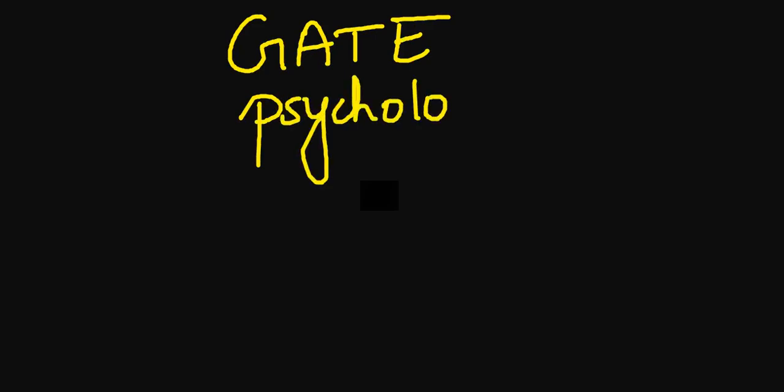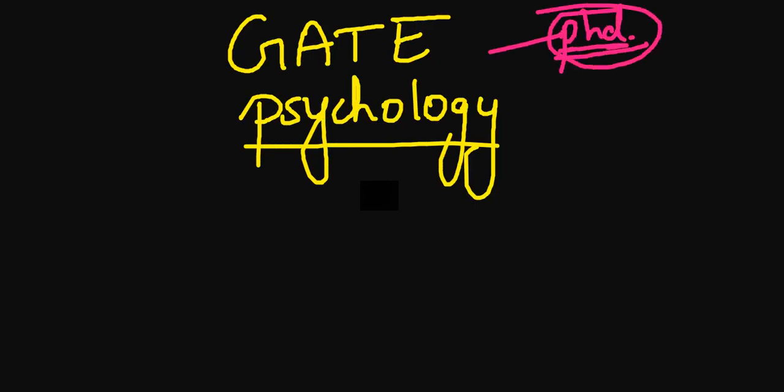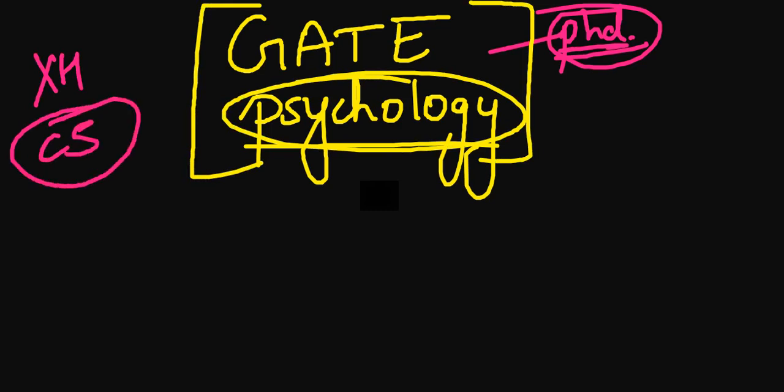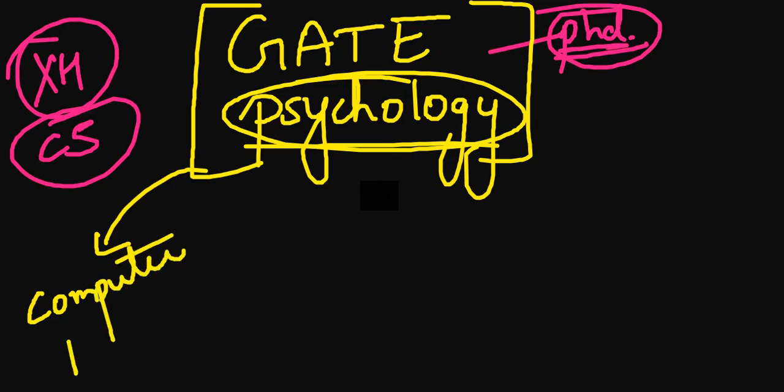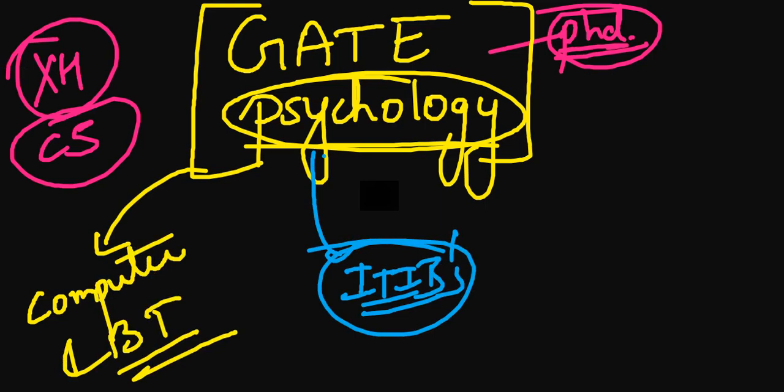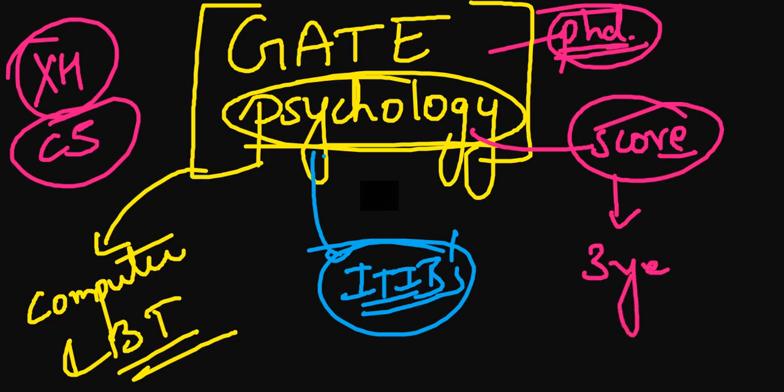After reading this information, what can we infer about GATE psychology? GATE psychology is an examination which will help for our doctoral programs, majorly PhDs and masters. The code is XH-C5, and the exam will be conducted in the computer based format, the CBT mode. It is conducted by the various IITs, and the final score which you achieve will be valid for 3 years.